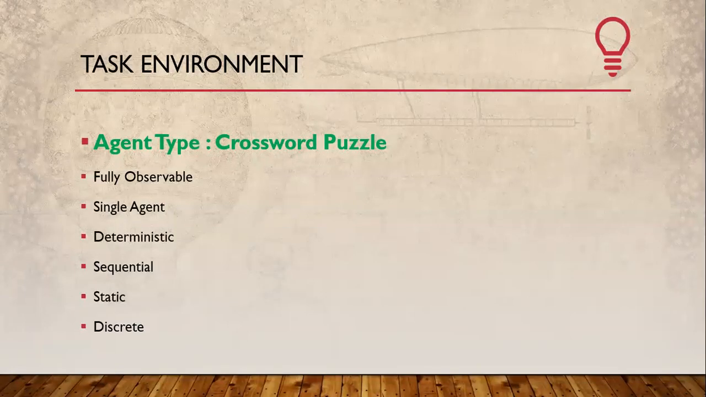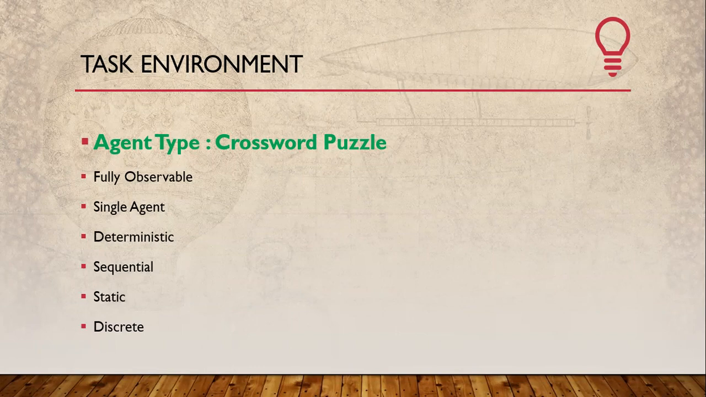Thereby, if there is a combination of static and discrete, it becomes very easy for the agent to just map the percept to output. Whereas if the environment is dynamic and continuous, in that case the agent has to continuously learn about the environment. Fine. So yes, students, these were the different types of environment.